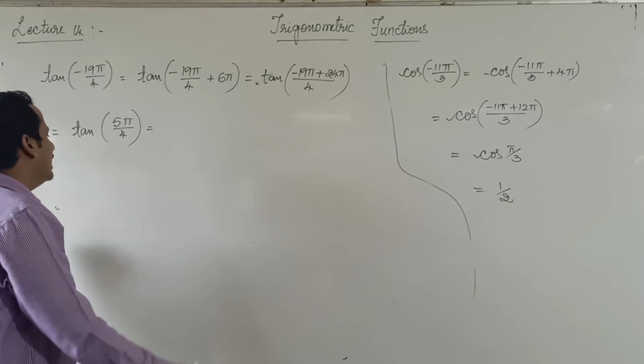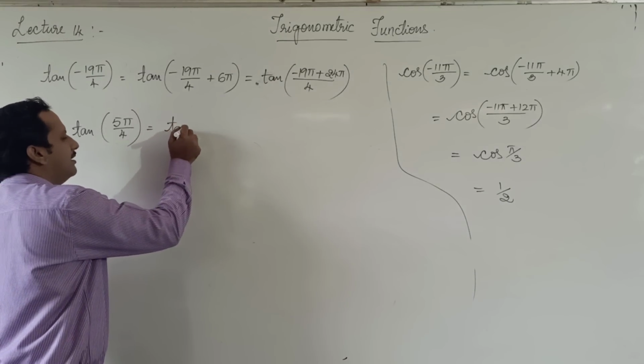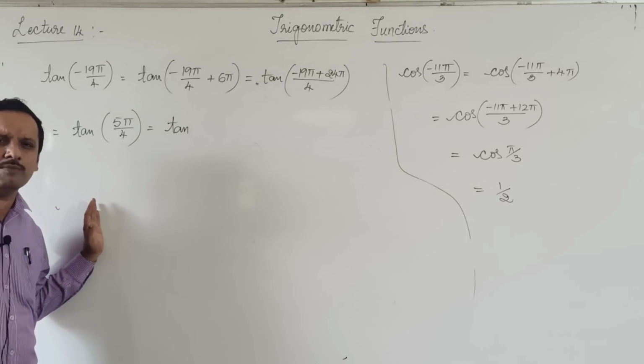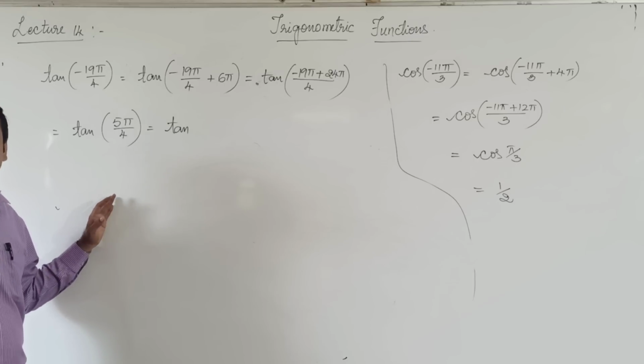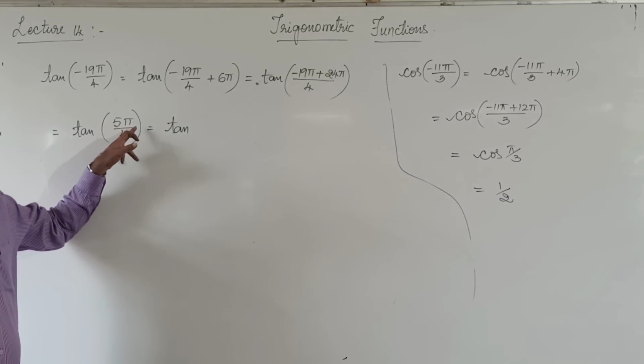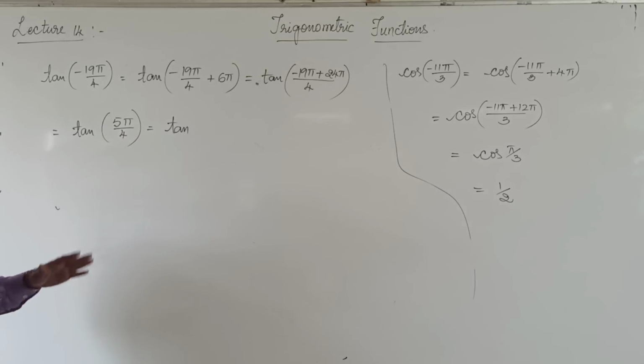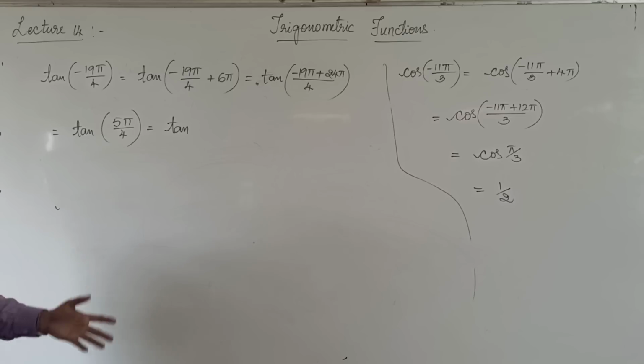Okay. Now tan 5 pi by 4, this is greater than 0 obviously and less than 2 pi, right? Because if you have 8 pi by 4, it will be 2 pi. This is only 5 pi by 4, so less than 2 pi. This is in between 0 and 2 pi. That is what we want.